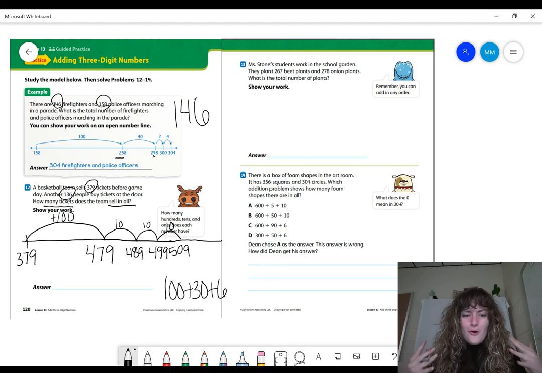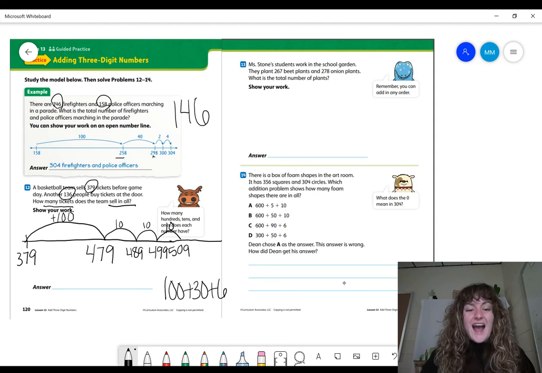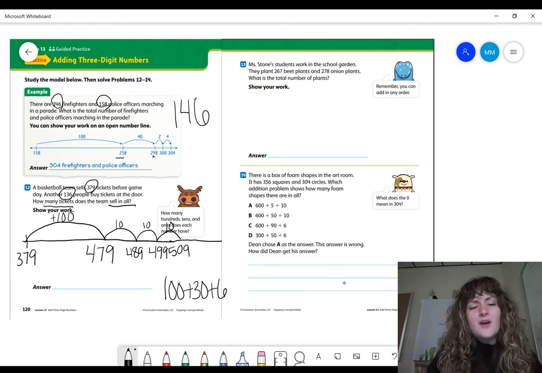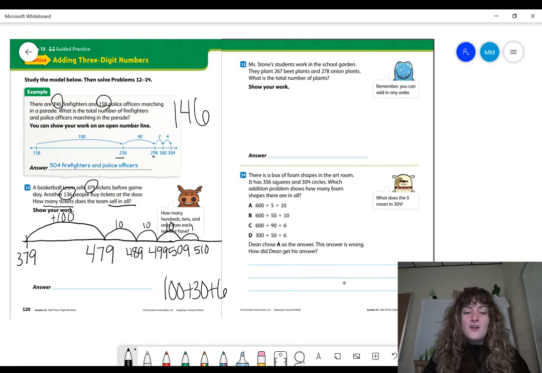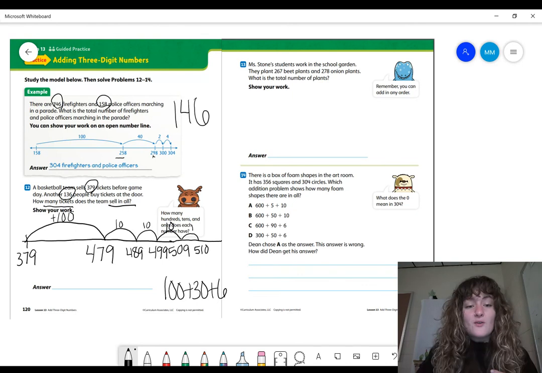Oh, so cool. So I've added 100 plus 30. I have to add 6 more. Now I'm at 509. So here's what I'm going to do. I'm going to add 1 more to get to 510. So now I'm adding those 6 ones. So I added 1.